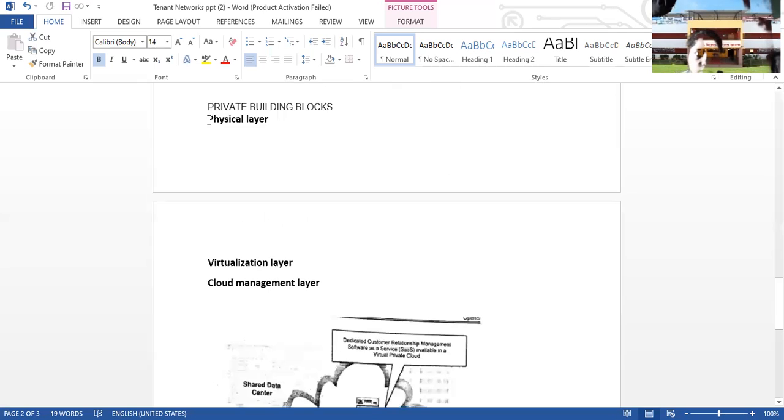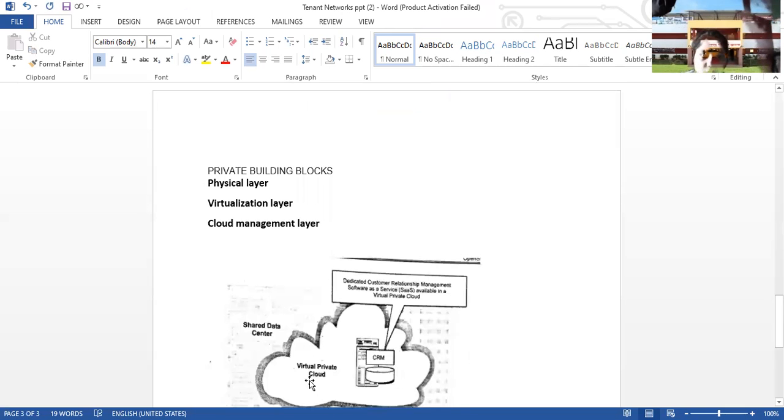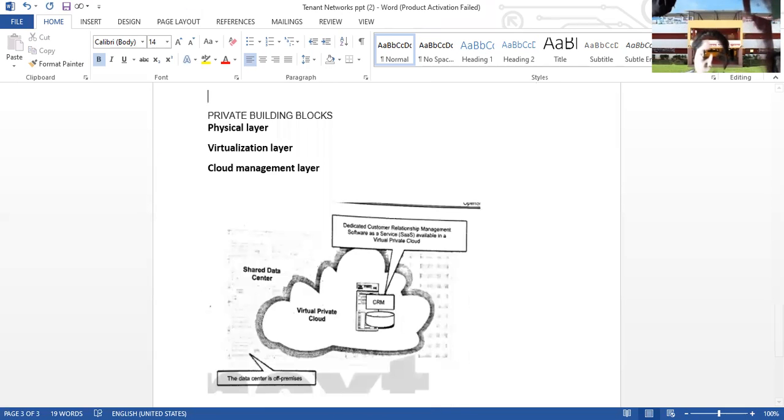This building block has three layers: the physical layer, the virtual layer, and the cloud management layer. Okay, let's discuss this point first. So what is the virtual layer?